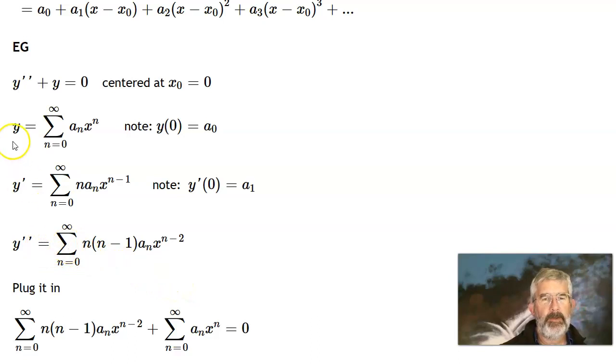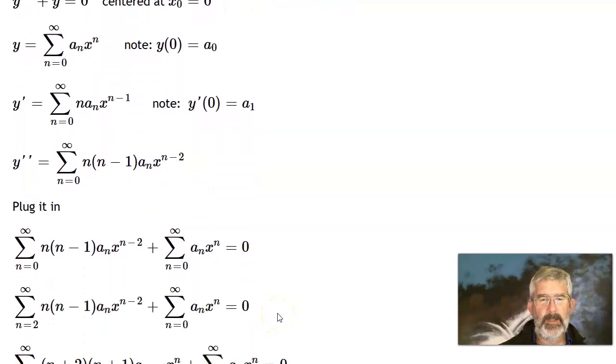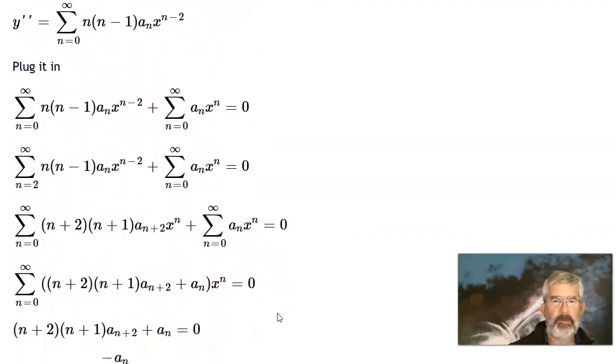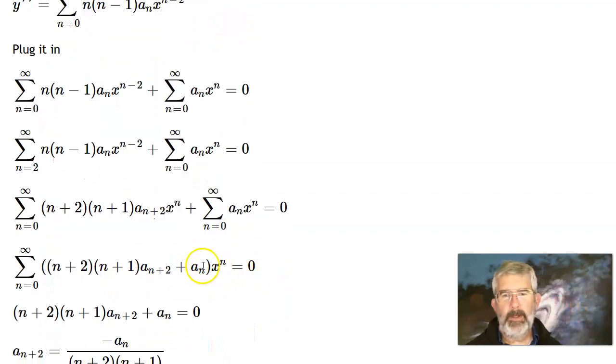I'll take this second derivative and function and plug it into the differential equation. So here's the second derivative plus the function, and that needs to be equal to 0. What I need to do now is add this together and see what I can say about the coefficients in front of each of the powers of x.